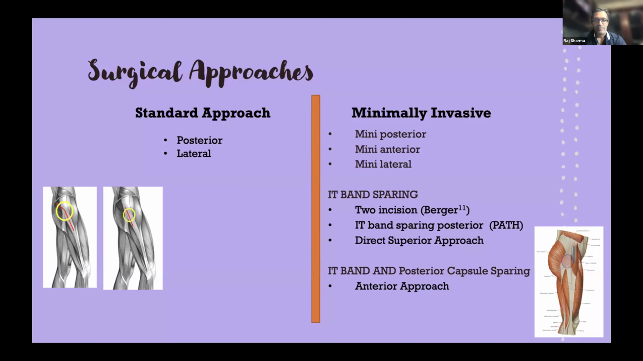Some approaches have some IT band sparing, for example, the direct superior approach. Some have the IT band and posterior capsule sparing, which is the anterior approach. And typically, as we saw in the poll, these are kind of the three top approaches that are being used.